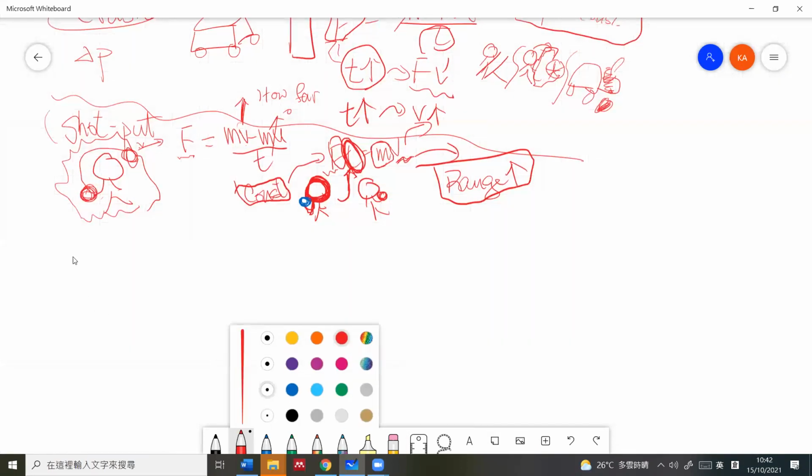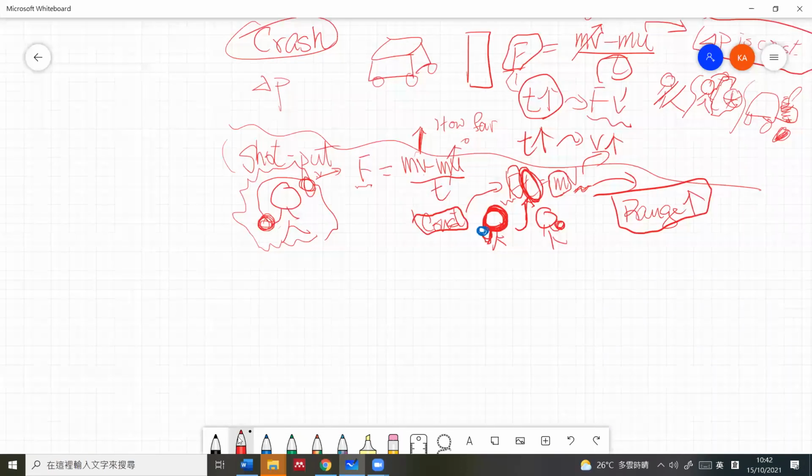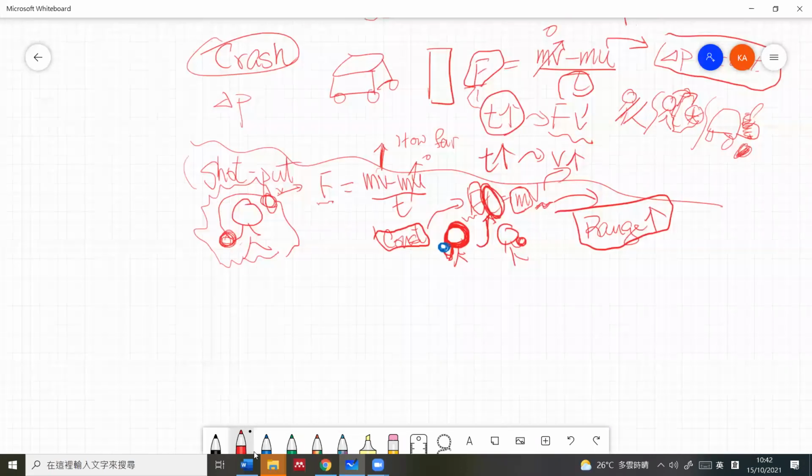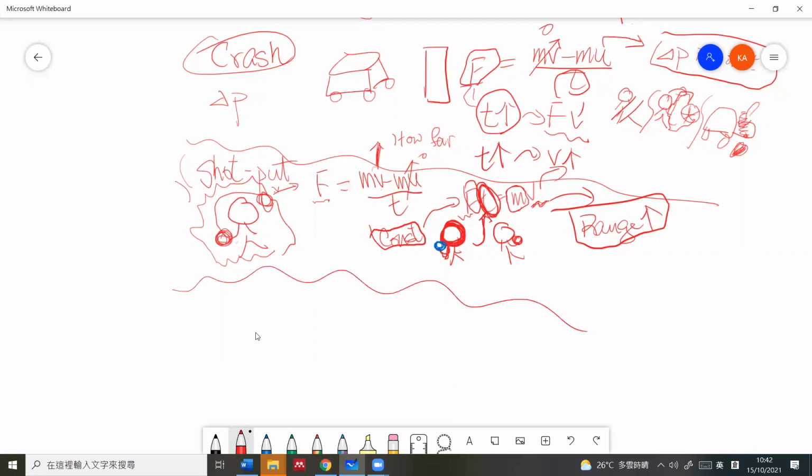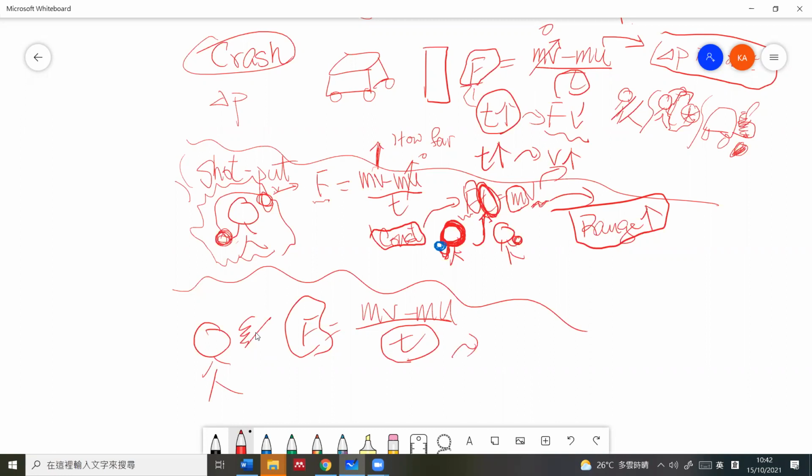There are two more situations, first when you slap your classmate. How do you make your classmate feel hurt? When you slap your classmate, F equals mv minus mu over t. So if you want your classmate to be hurt, you can lower your contact time. But if the contact time is constant, what can you do to make your classmate hurt more? You can slap your classmate and then your hand bounces back. In this case, Ft equals mv minus mu.